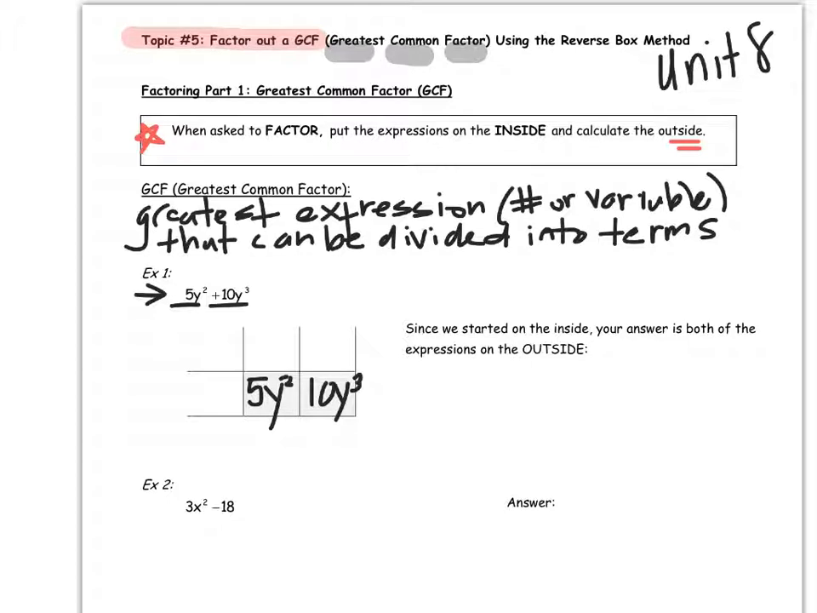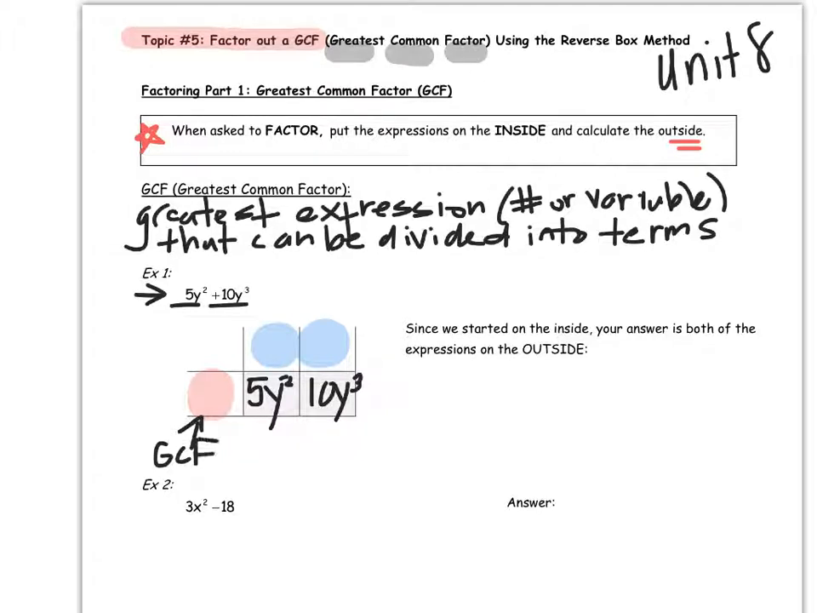So this box is set up so that there's one term to the left and two terms here. And I want you to think about if we multiplied it, we would do this term times this term, and we're going to end up at 5y squared. And then this term times this term, and we'll end up at 10y cubed. So the key to doing this is that in this first box, we need to have our GCF.